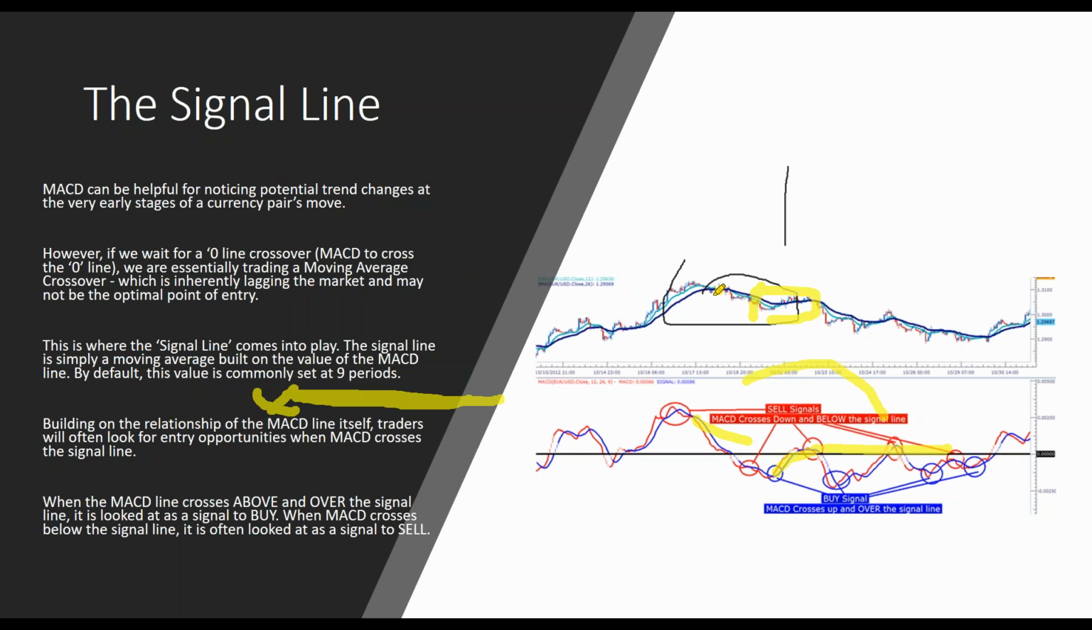Building on the relationship of the MACD line itself, traders will often look for entry points when the MACD line crosses the signal line. Because if you were to use these two lines up here, all you're doing then is trading two moving averages. Okay, most people don't use 9 and 26. They would use a 50 and a 90, a 100 and a 50. There's all types, a 20 and a 10. There are all types of moving averages and moving average crossovers.